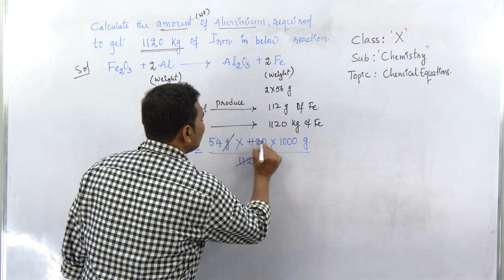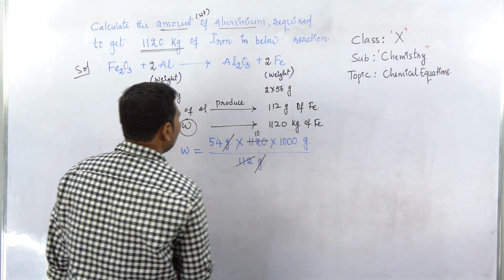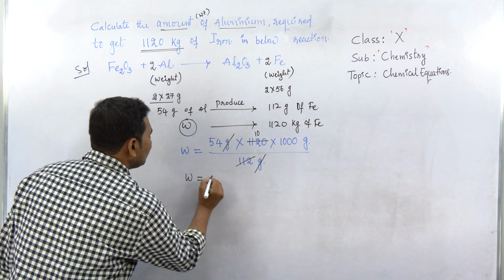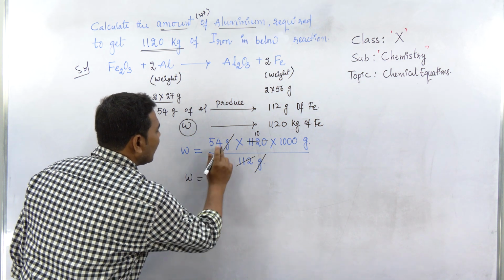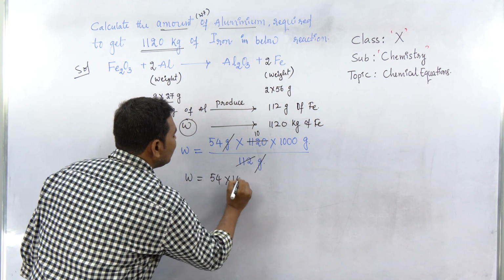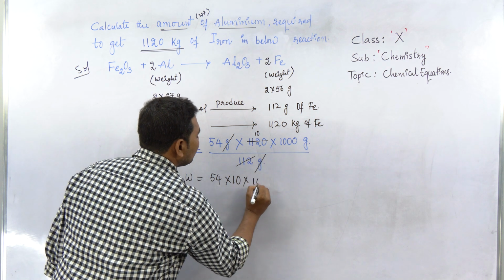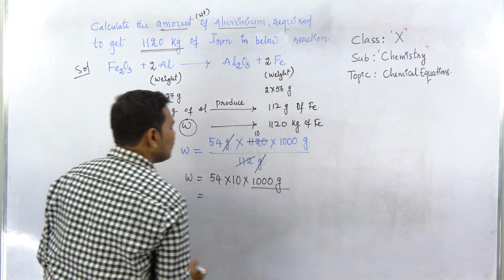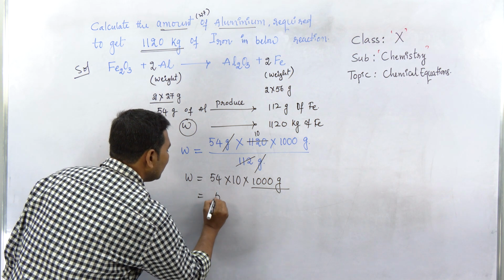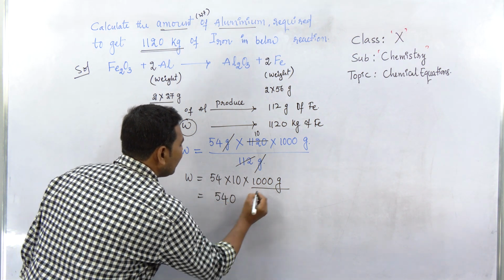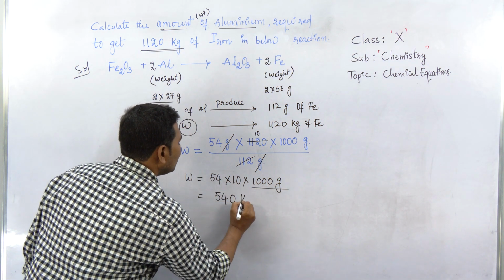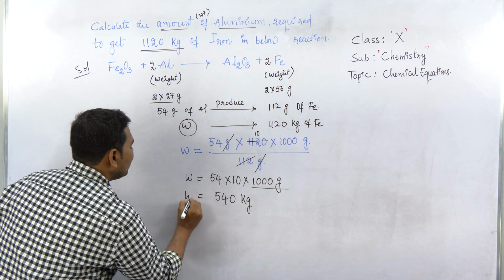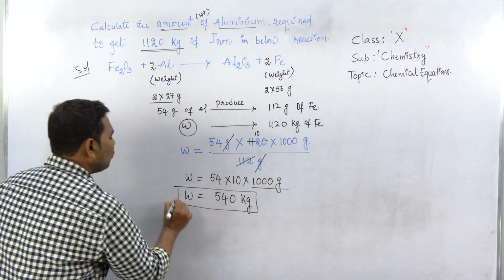112 ones are 112, and the tens are left. So W is equal to 54, and next what is left? 10 into 1000 gram. We know that 1000 gram is 1 kg. 54 into 10 is 540. 540 into 1000 gram is 1 kg. Then W is equal to 540 kg.